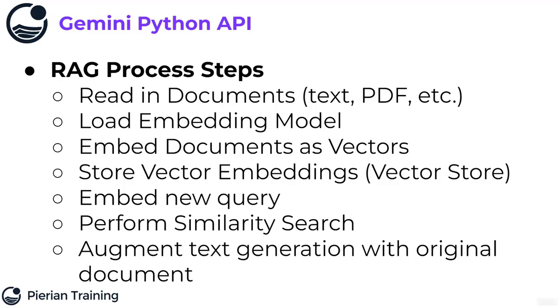Once you have your vector store embeddings of your documents, you're going to take in a query from the user, and then you're going to vector embed that query. Then you perform a similarity search for the vector of the query versus the vector store of your documents. You figure out what document was most similar to the query asked by the user, and then you paste that in to augment the text generation with the original document.